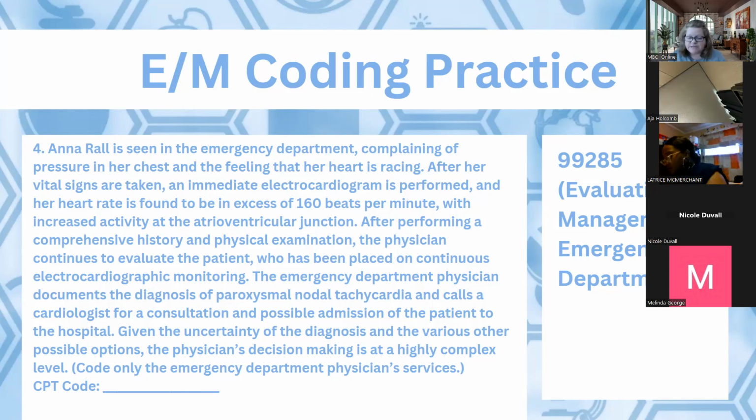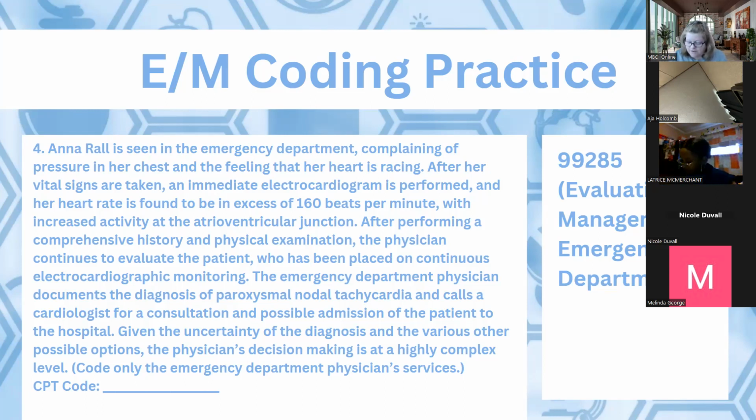And they're set up just like your office visits are. You've got a range of codes 99281 through 99285. All right, so they said in this scenario that we're looking at a high level of complexity because they're calling in a cardiologist and all this. They're not quite sure what they're going to do with the patient yet, but it's a pretty serious situation, right?